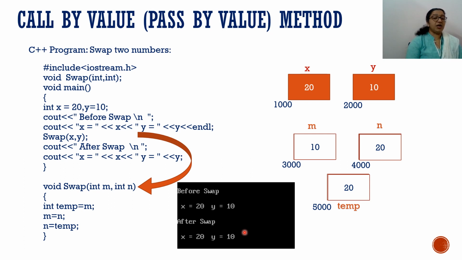Got it? We are copying the value of the actual to the formal one, which is in another location. Clear? We can make whatever changes we want in the formal one. Clear? Okay.